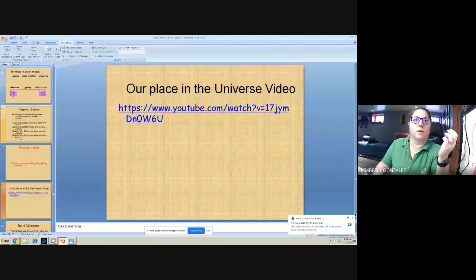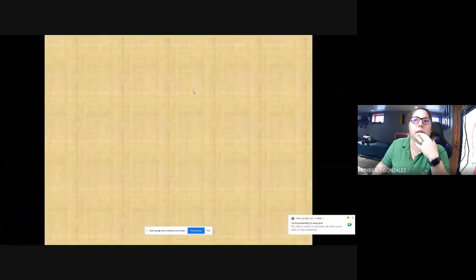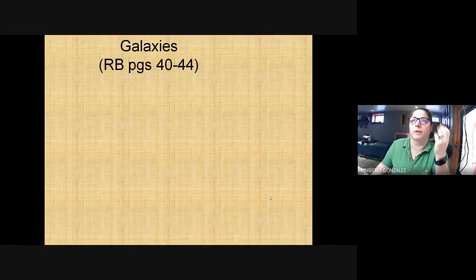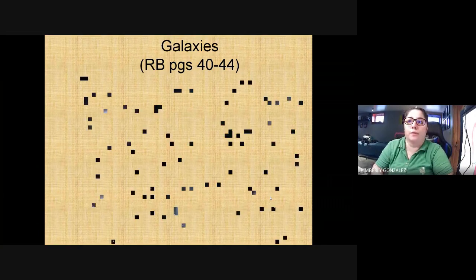All right, ladies and gentlemen, so I am going to do the lesson on galaxies and HR diagrams really quick, just in case I lose power or something. All right, so galaxies are on review book pages 40 to 44 if you're following along.